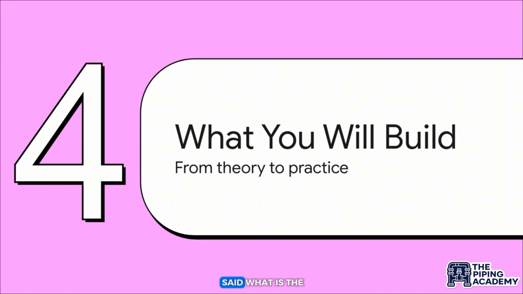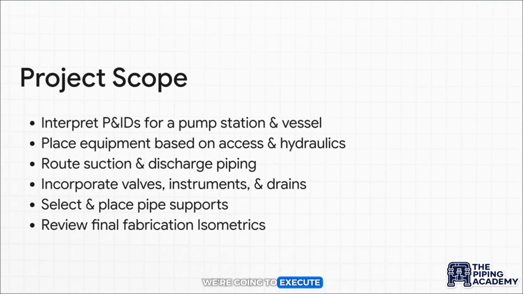So, with all that said, what is the tangible outcome of this approach? Let's move from the philosophy to the practice and talk about what you will actually build by the end of this course. We're going to execute a focused scope that's based on a typical refinery unit. Together, we'll interpret a P&ID for a pump station and a vessel, we'll place the equipment and justify its coordinates, route the primary piping, incorporate all the necessary components like valves and instruments, select and place supports, and finally review the isometric drawings for fabrication. You will have completed a full vertical slice of a real project.